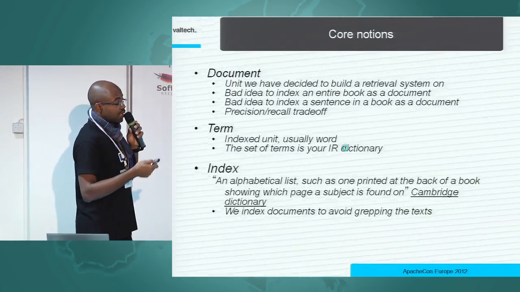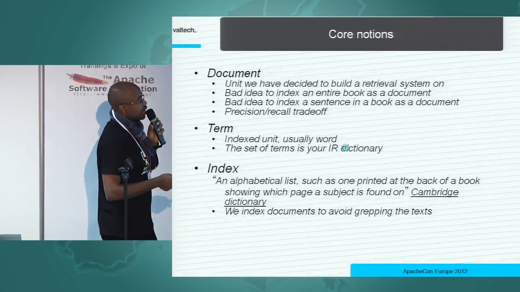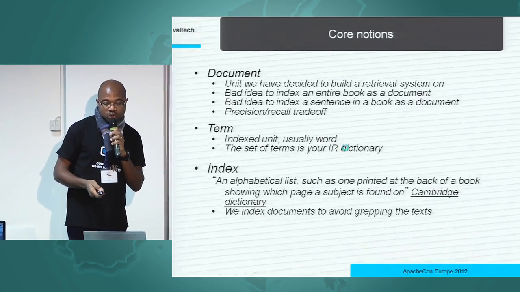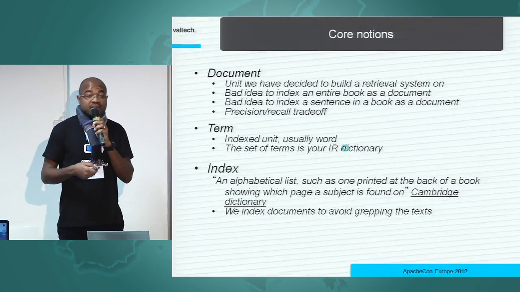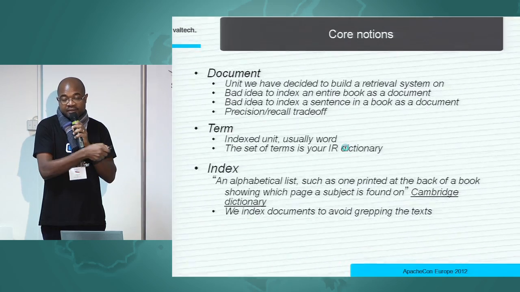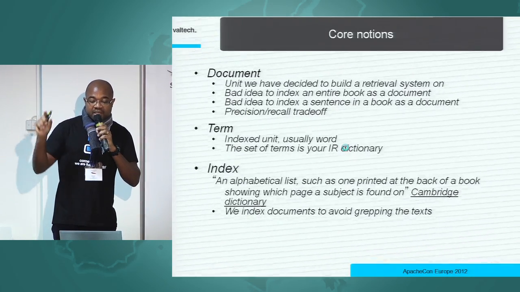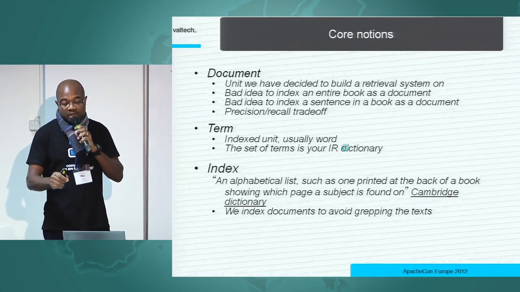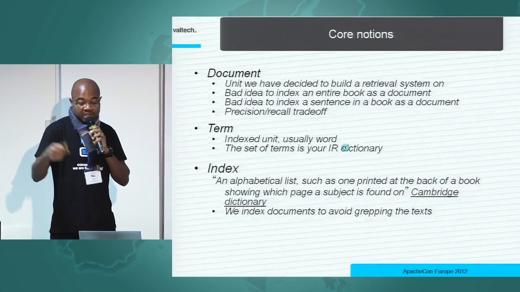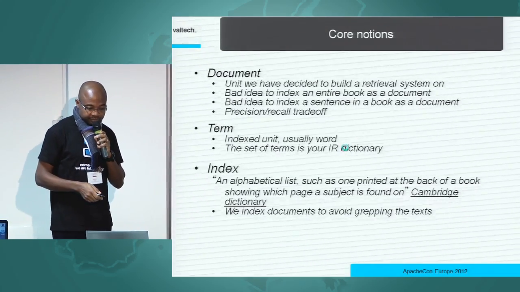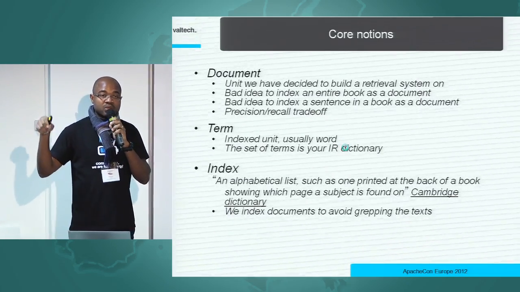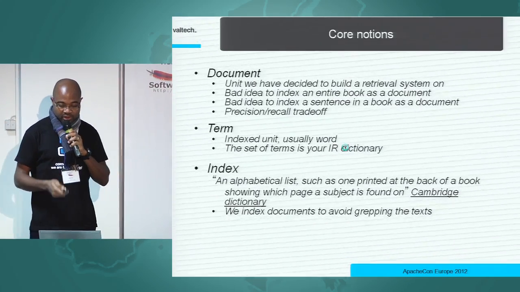The third notion is the index, and the Cambridge Dictionary defines index as an alphabetical list, such as one printed at the back of a book, showing which page a subject is found on. So this definition is very good, and you just understand this in our context as that list of which documents a term is found in. So you just substitute document for page and term for subject. And we index documents to avoid just grabbing the text. You look at the index, you know where the document is, and you just pick the document.